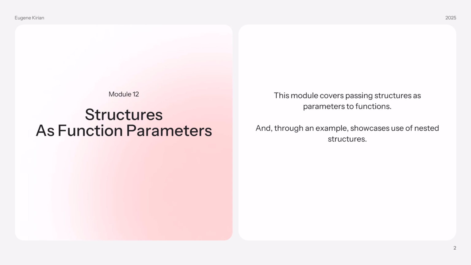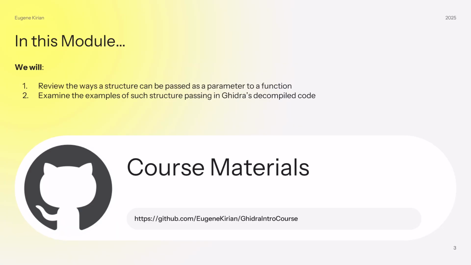Let's start. In this module, I want to review another simple example program that showcases passing structures as function parameters, both by reference and by value. I want to review the code generated by the compiler and learn from the experience in order to be able to detect passing a structure by value for future reverse engineering undertakings.